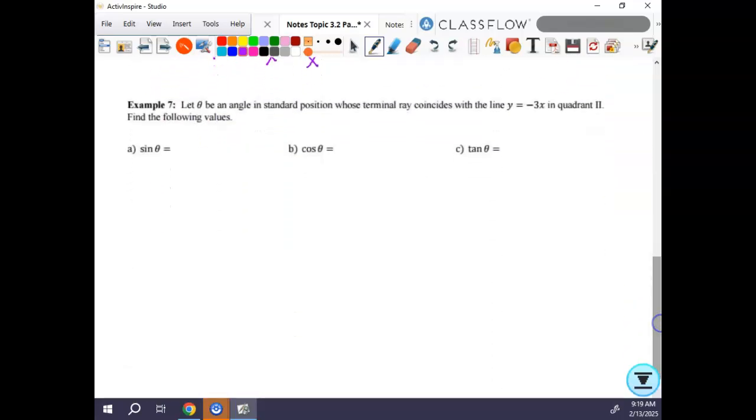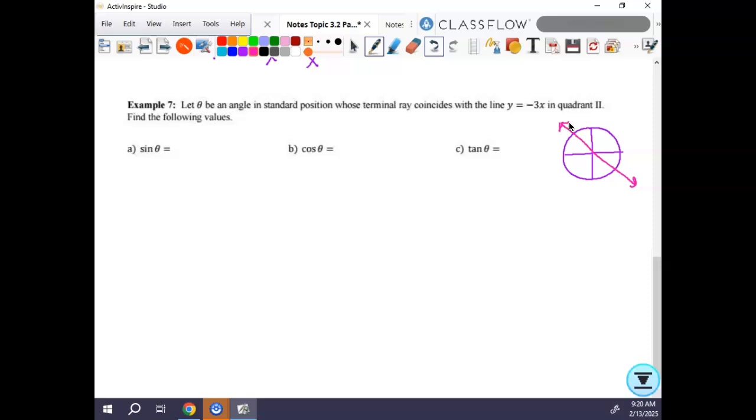It says, let theta be an angle in standard position whose terminal ray coincides with the line y equals -3x in quadrant 2. Okay, so let's draw us a little picture here. I don't have to be beautiful, but there we go. And so at quadrant 2, I don't have to have the angle of the line perfect, but it's something like that. Okay, so there's my line. And I want to find the following values.